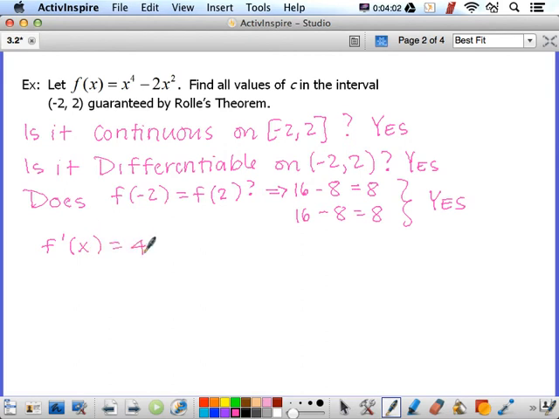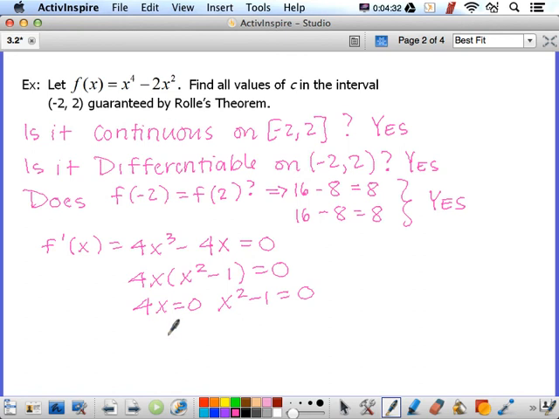we get 4x cubed minus 4x. We're going to set it equal to 0. We're just going to find all of the places between -2 and 2 that that's true. And those are called the c values that are guaranteed by Rolle's theorem. We factor out 4x, and we're left with x squared minus 1. And we see that 4x equals 0 and x squared minus 1 equals 0. We actually get 3 spots. We get 0, 1, and -1.